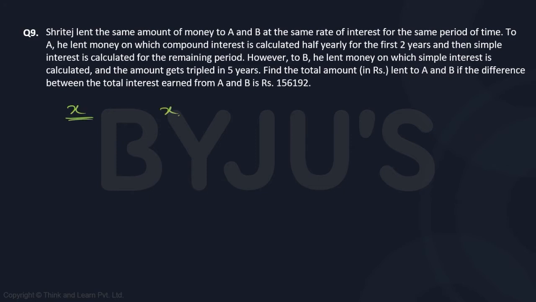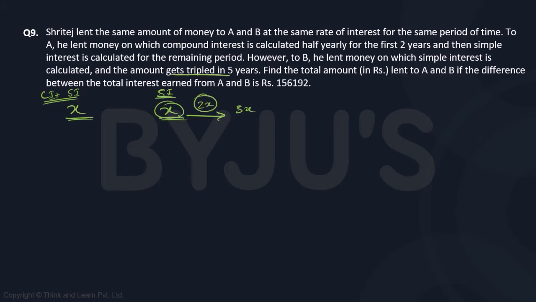Now, this is CI plus SI. That's a combo. Here is pure simple interest. So in 5 years, this X became 3X. It tripled in 5 years, which means the interest is 2X.